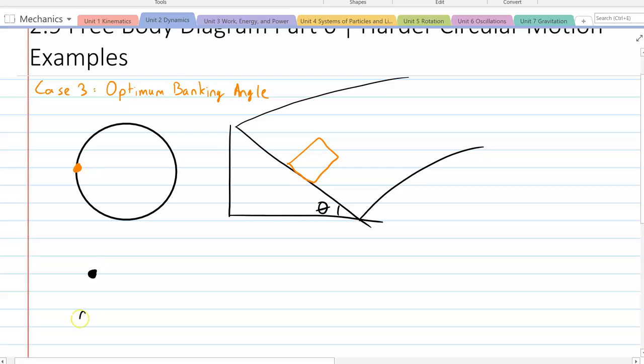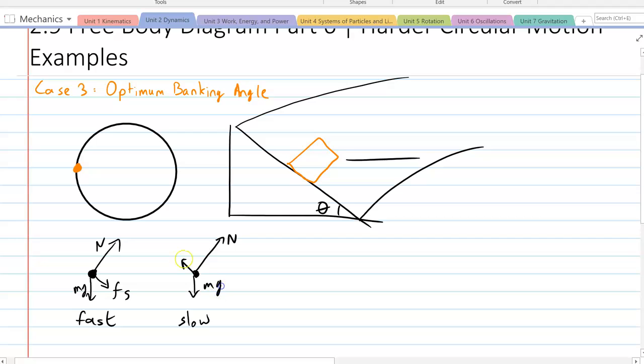If it's too fast, so we'll look at the fast one, the car will actually start driving away from the circle. In other words, there's going to be a friction force, and no one likes friction, especially when you're worrying about speed. And then we have the normal force and the weight, right? What happens if you're going too slow? If you're going too slow, it's actually going to start going in towards the circle, so friction's pointing the opposite direction. And no one likes friction, right? And then you have the other 2 forces right here.